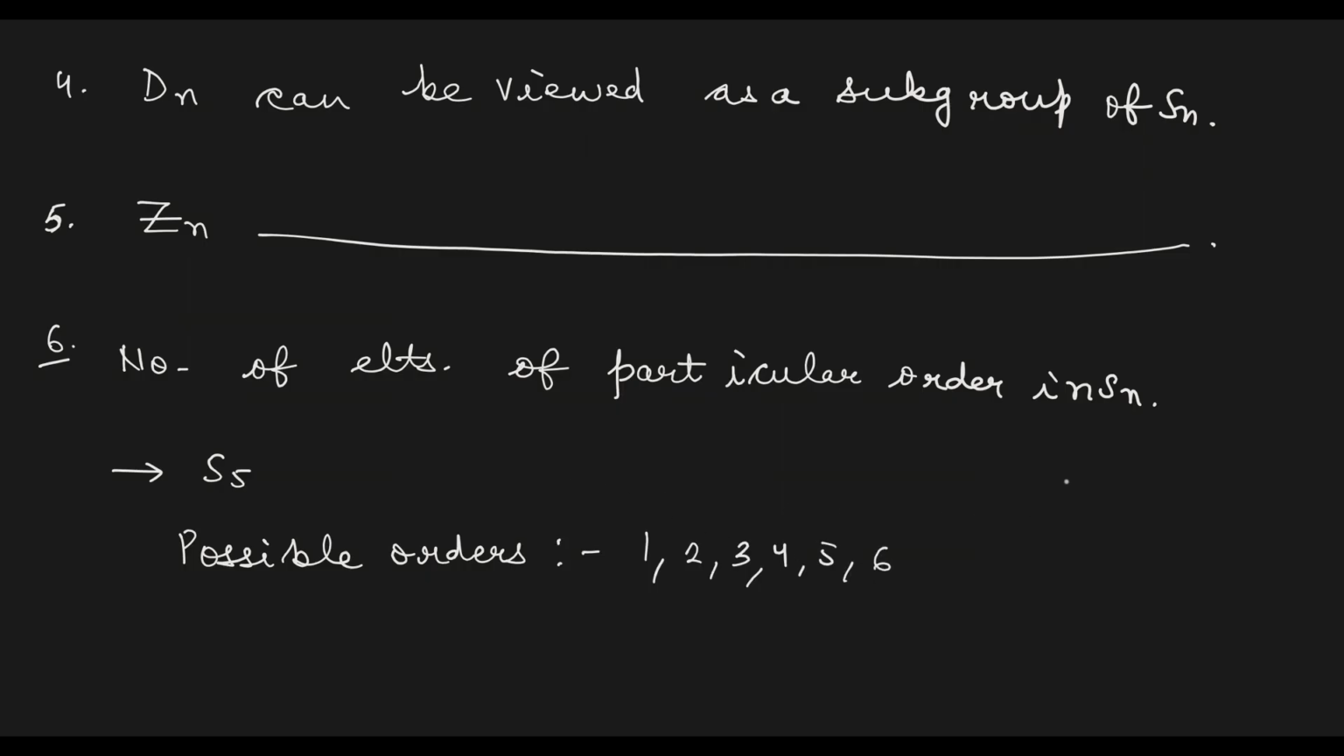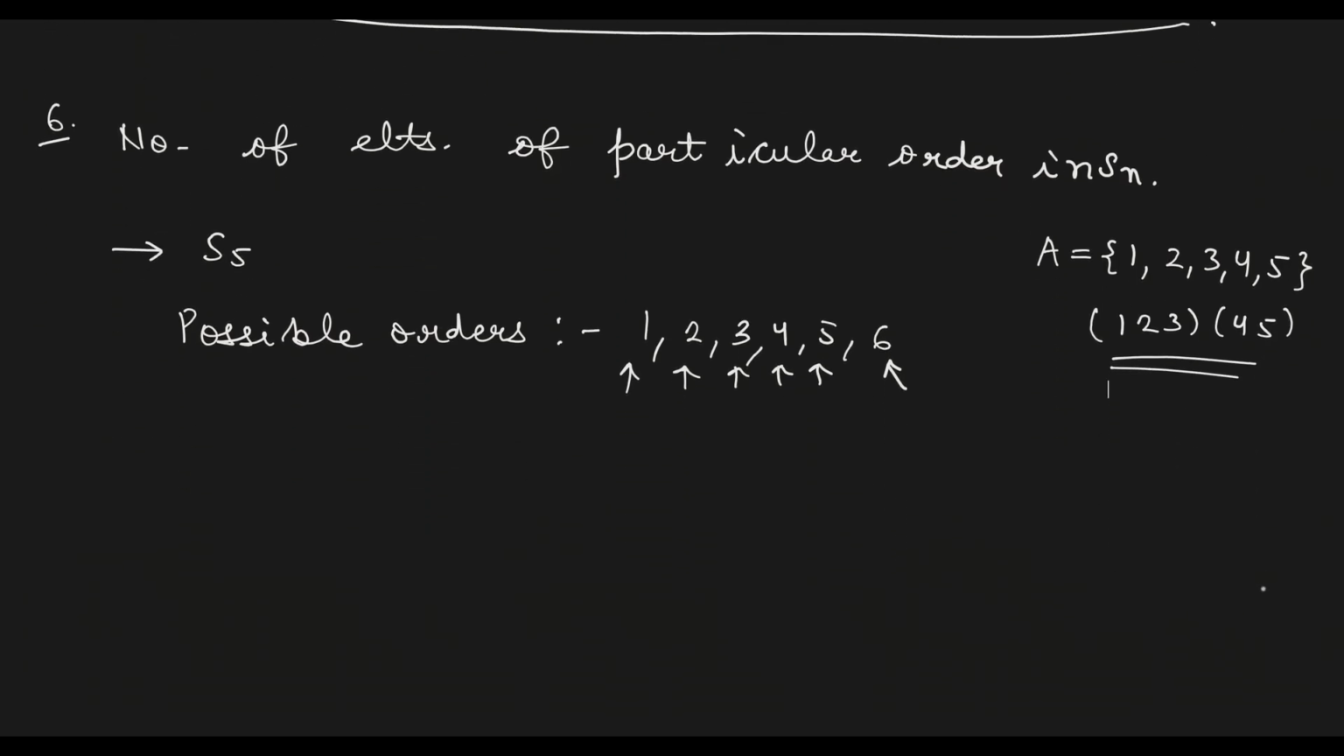So S5 has 5 elements, 1, 2, 3, 4, 5. So a 1 cycle is possible, 2 cycle, 3 cycle, 4 cycle, 5 cycle is possible, and order 6 is possible by considering 1, 2, 3, 4, 5. Their LCM will be 6. So order 1, this will be the identity element.